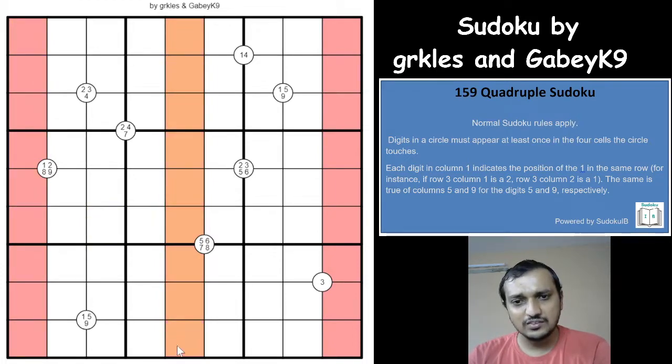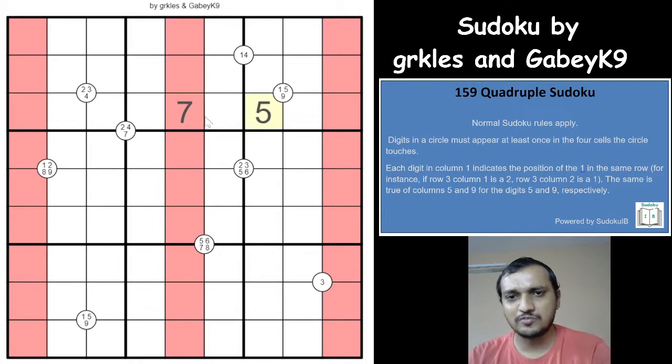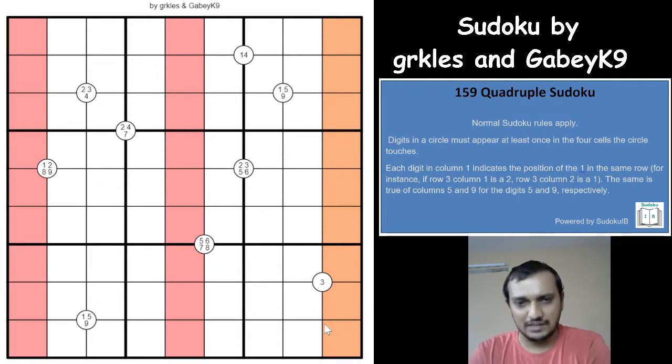Column 5 indicates the same logic with the number 5 instead of number 1. So if you have a 6 here, which means the 6th digit in that column is number 5. If you have a 7 here, the 7th digit in that column is number 5. And the same works for column 9 with the digit 9. So that is what the rule says for 159. Right, and with that we should be able to solve this Sudoku.